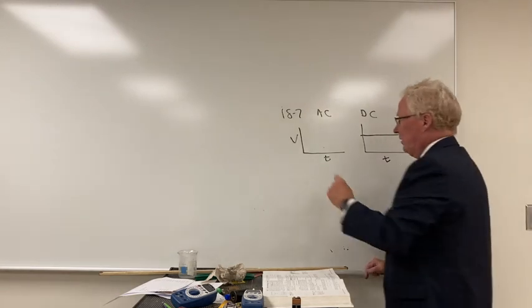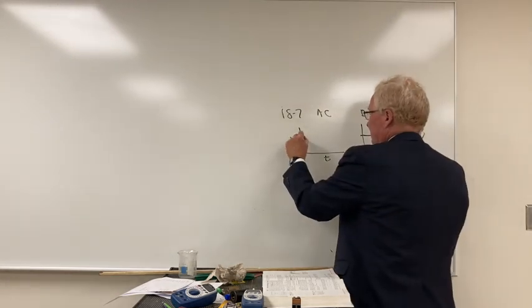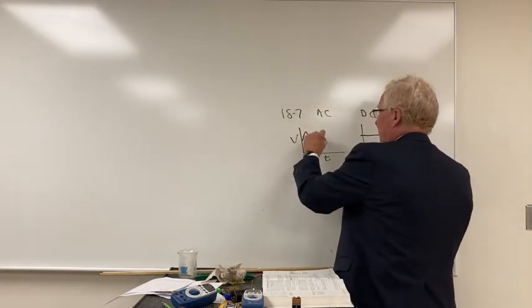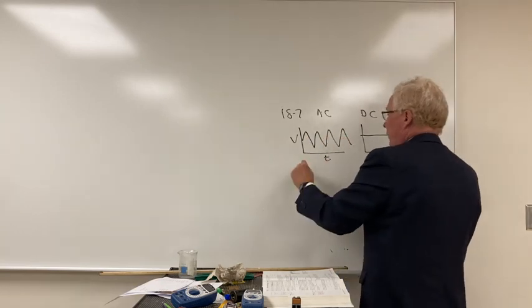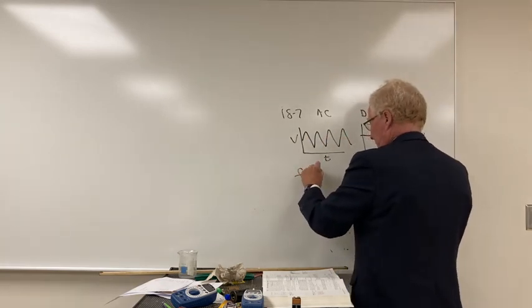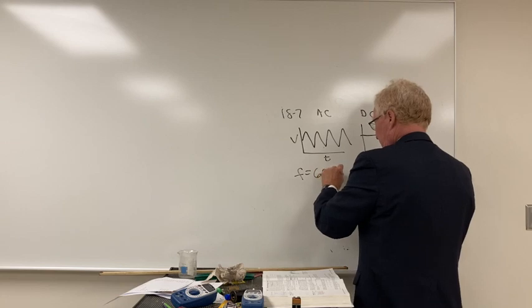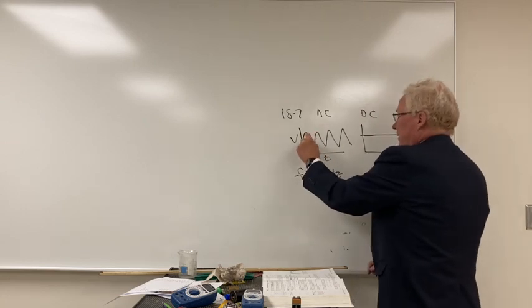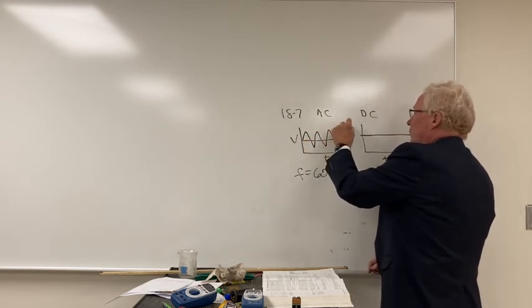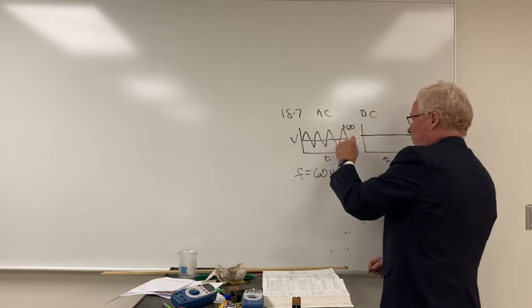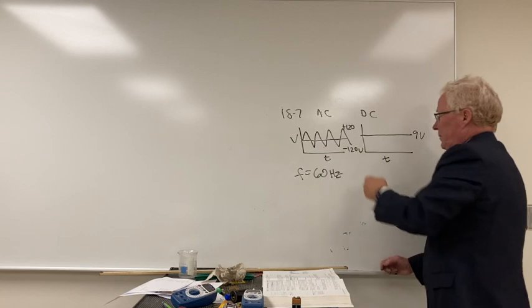Alternating current, on the other hand, is oscillating with a frequency of 60 hertz for household. And basically it goes from roughly plus 120 volts to minus 120 volts, 60 times a second.